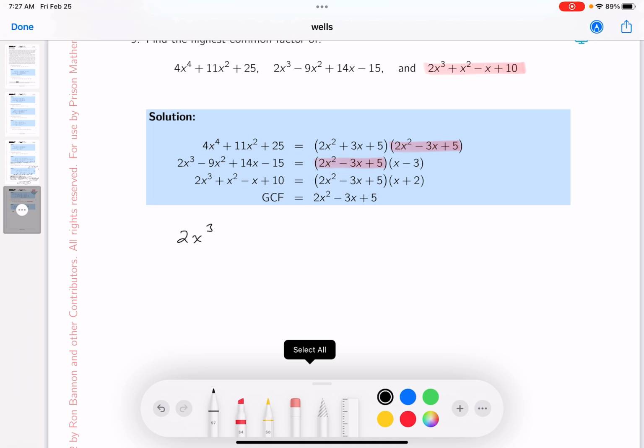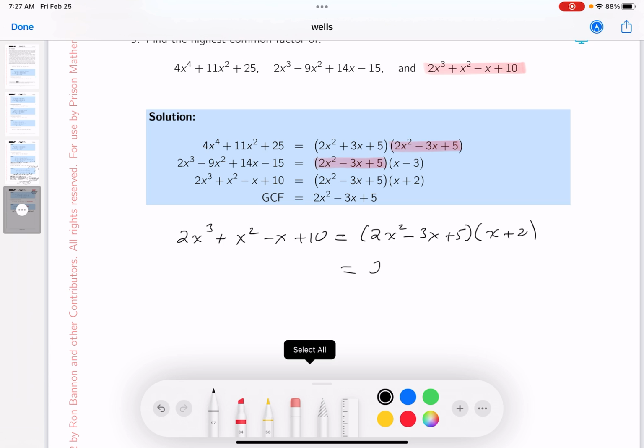2x cubed plus x squared minus x plus 10. Certainly some people say, oh, you're cheating because you're looking in the past. No, I'm using information that helps me move forward. And again, I always like to check my factorizations. So how would I get to 2x cubed? It would have to be x here. And last but not least, you've got a 5 there. That would have to be plus 2 to do it. All right, let's see what happens.